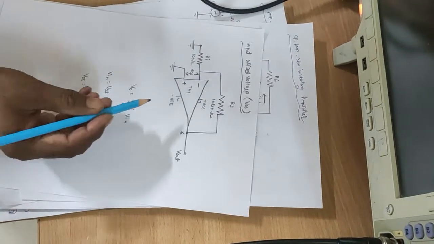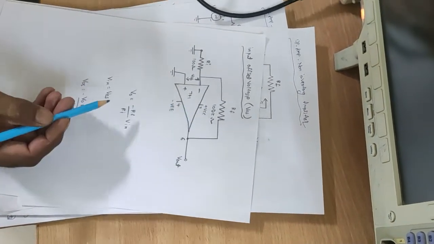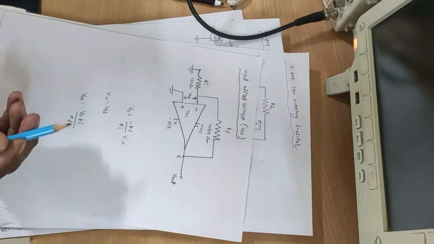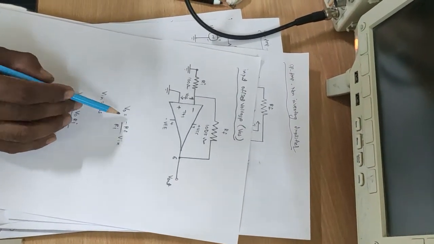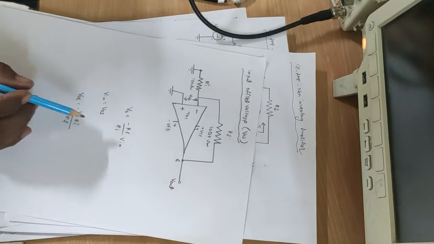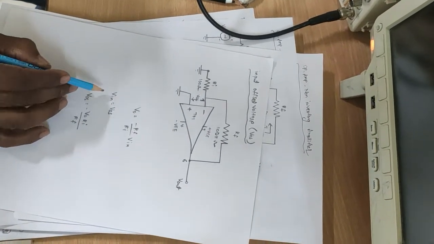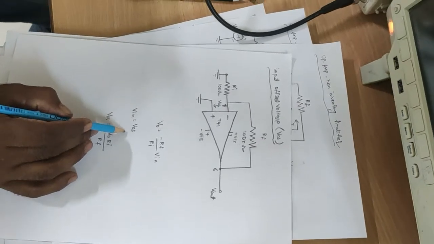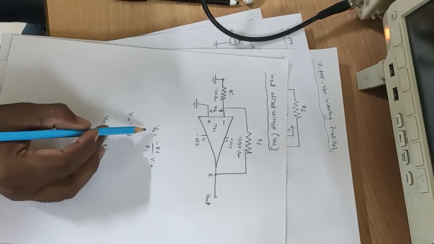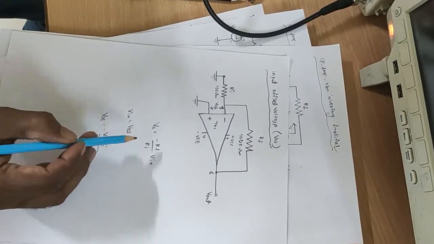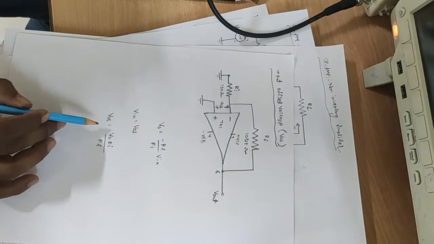You already know that the RF value is 100 kilo ohms and the RI value is 100 ohms. Observe the Vout value. Here, Vin is the input offset voltage. You already know the Vout value, RF value and RI value, and you calculate the VOS value.